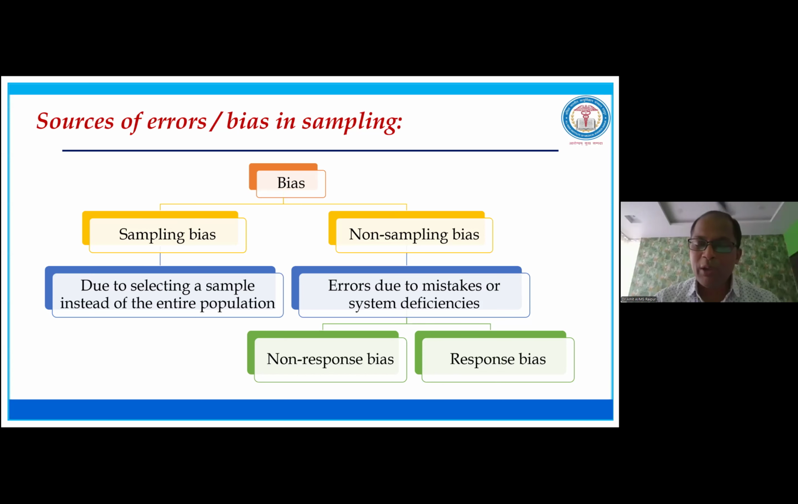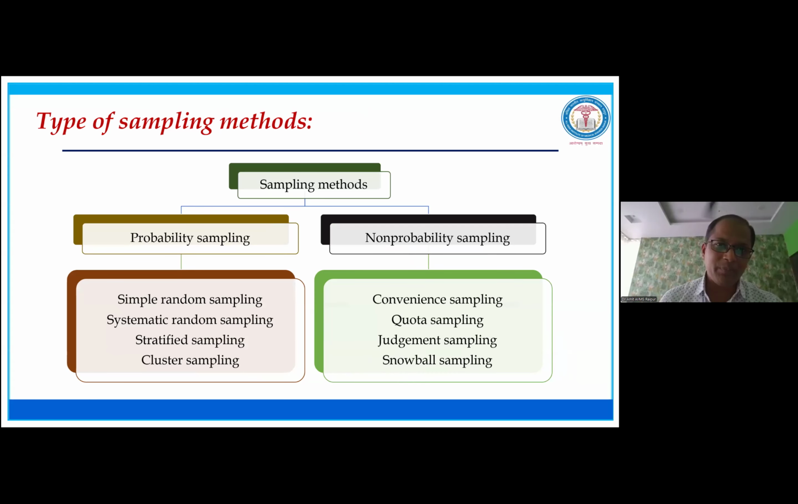Now, non-sampling bias, related to the responses of the participants in the sample, is again categorized into non-response bias and response bias. I'm not going to discuss this one because ma'am has already discussed non-response bias and response bias in the previous session.